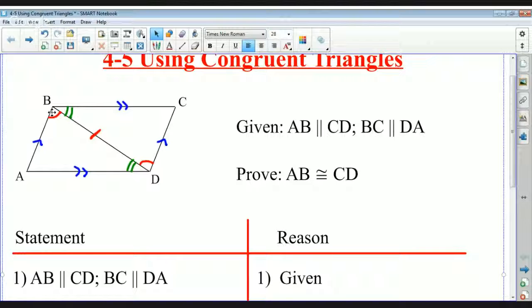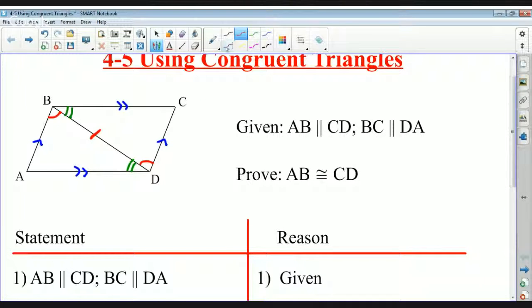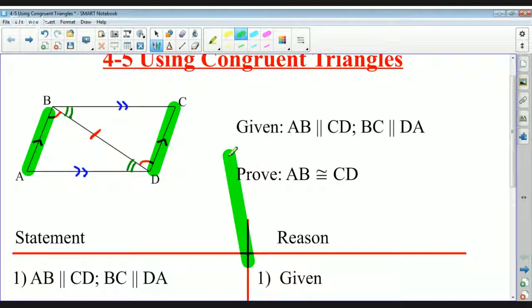AB on the left-hand side needs to be proven that it is congruent to CD on the right-hand side. So this side we're highlighting green. To that side we highlight in green. They are opposites of each other.